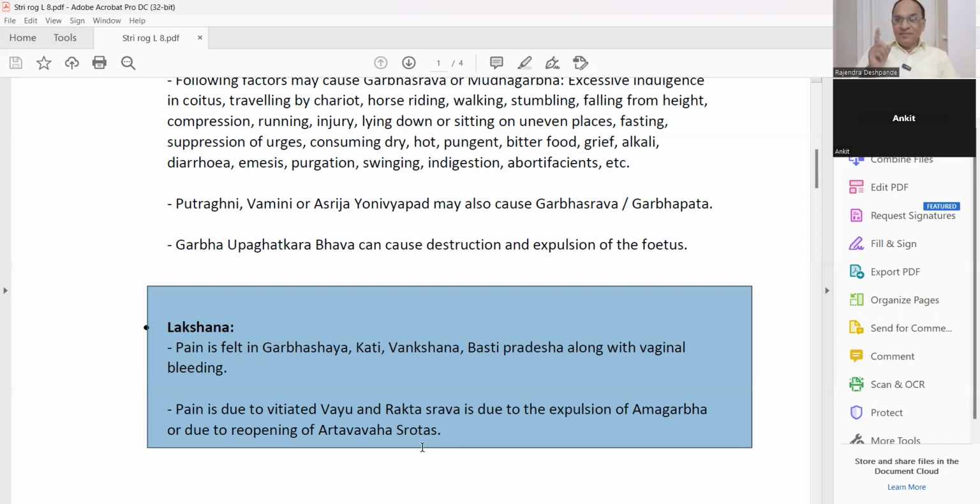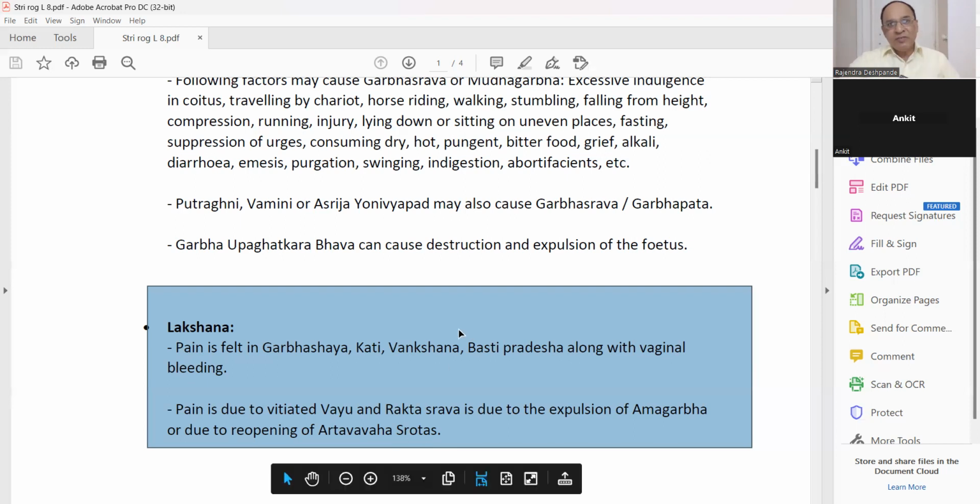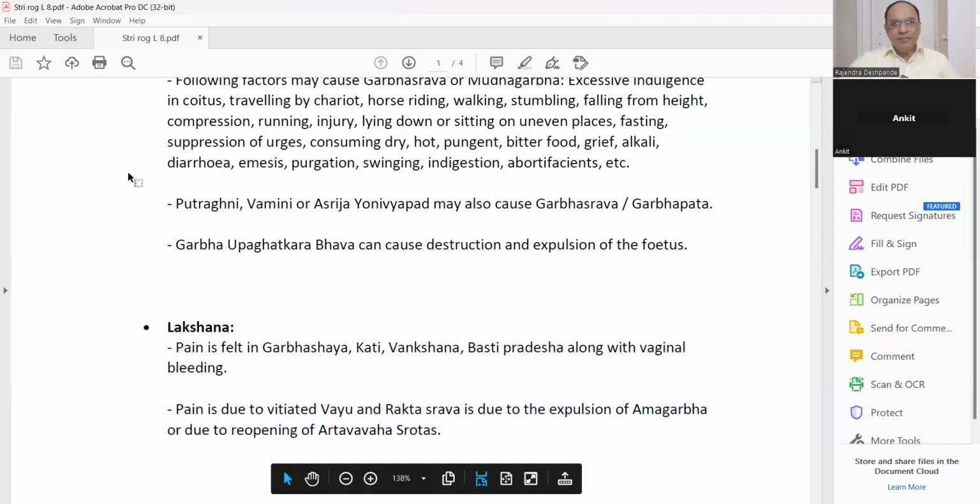Some keywords. Key means very, very important words. While giving the examination, if you don't write these words, you will not pass. These are the minimum words. You must write them down. Keywords, K-E-Y. This is the word, Artava Vahasrotas. This word is very important. Okay. Now, I will go further.